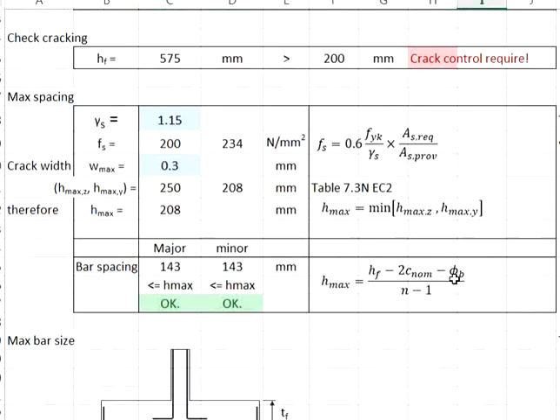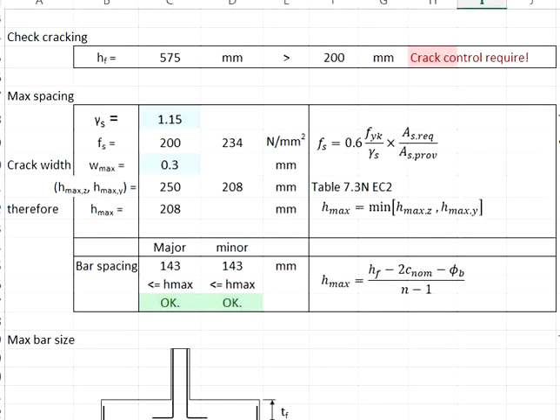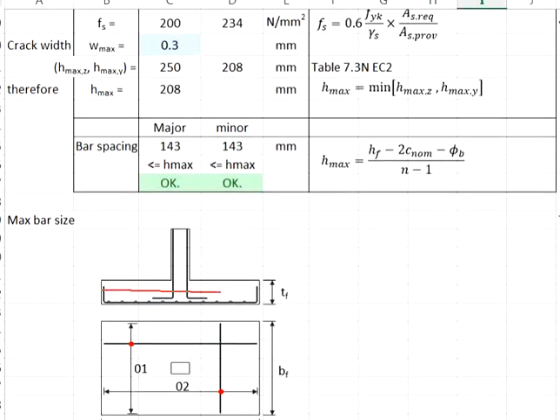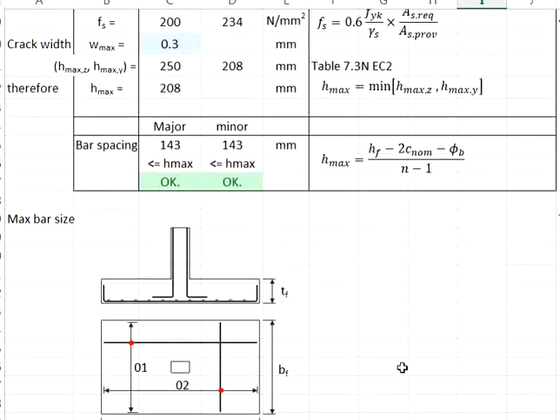And then later we check the requirements for cracking control. First, determine the thickness of the pad footing. If it is more than 200 mm, you need perimeter reinforcement to control the surface cracking at the side of the pad footing.